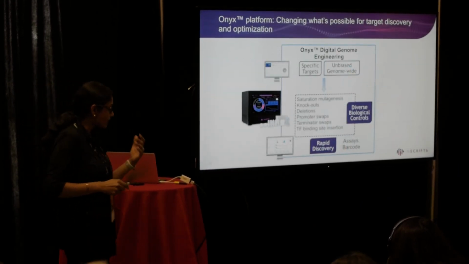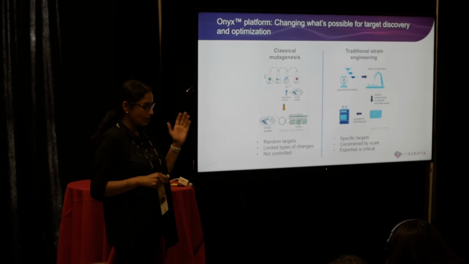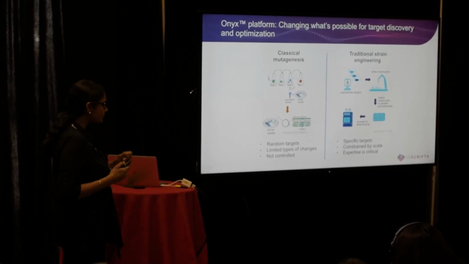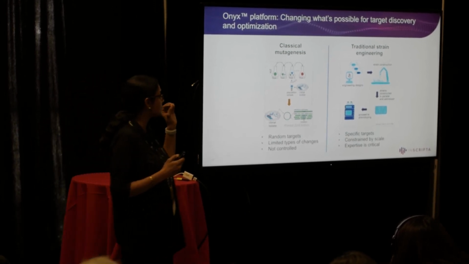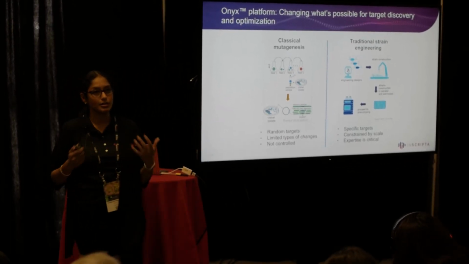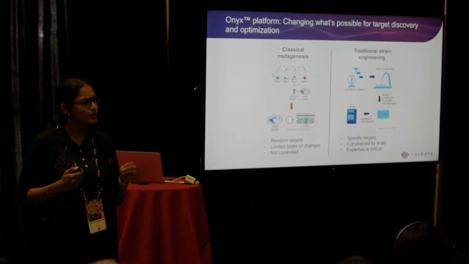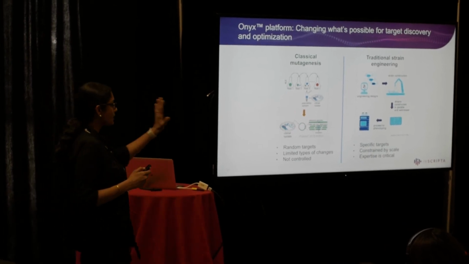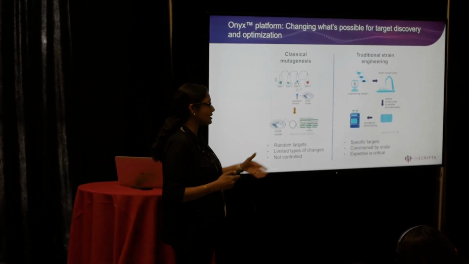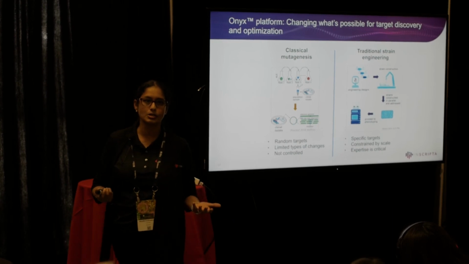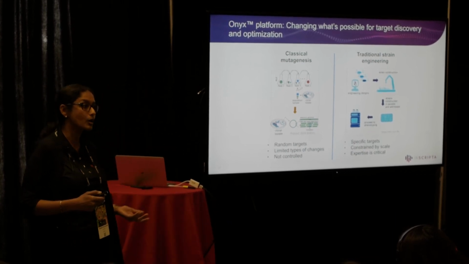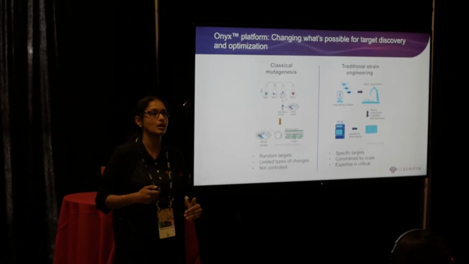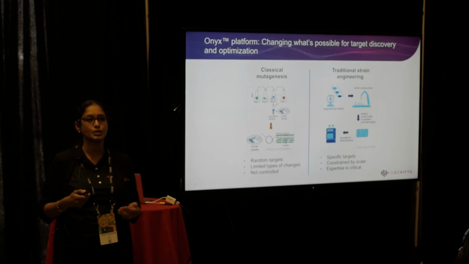So let's look at what's possible with the platform. Currently, the way we think about target discovery and optimization is either through classical mutagenesis or traditional strain engineering protocols. Both of them have great advantages, but also have a few limitations. Classical mutagenesis, the targets are pretty random. We don't have control over what targets get modified and what kind of modifications we make. While traditional strain engineering gives you very specific targets, but it's constrained by the scale of what you can do.